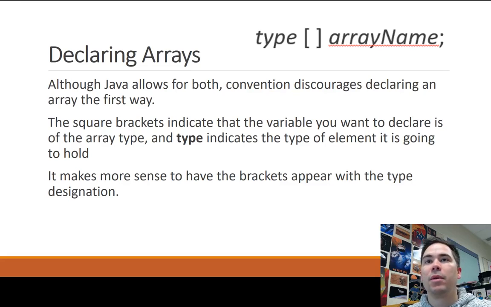Square brackets indicate the variable you want to declare is of the array type, and type indicates the type of element that the array is going to hold. So you've told it with the square brackets, this is what I'm going to be doing. I'm going to be creating an array, and the type of it is, so if you're putting integers, or doubles, or strings, or whatnot, that is what is going to be in the array, and they all have to be of the same type. So it makes more sense to have the brackets appear with the type designation. That's why you put the name last right here.